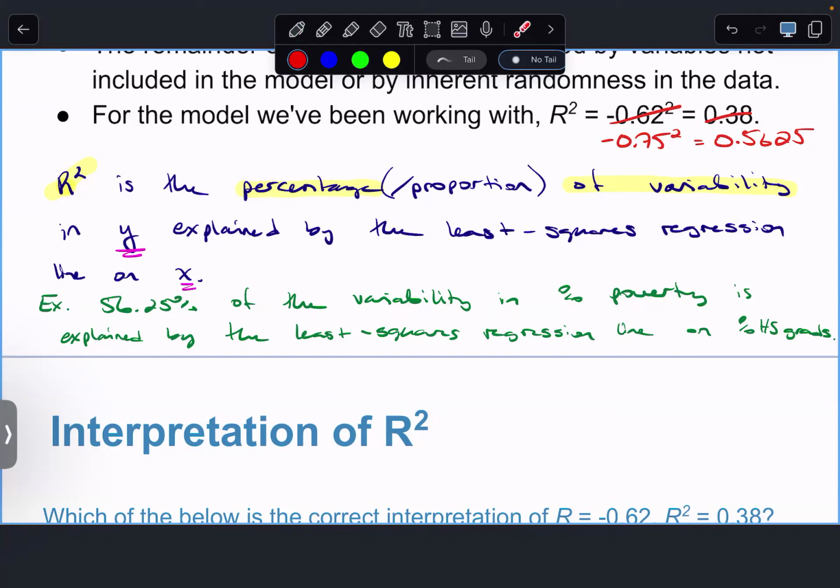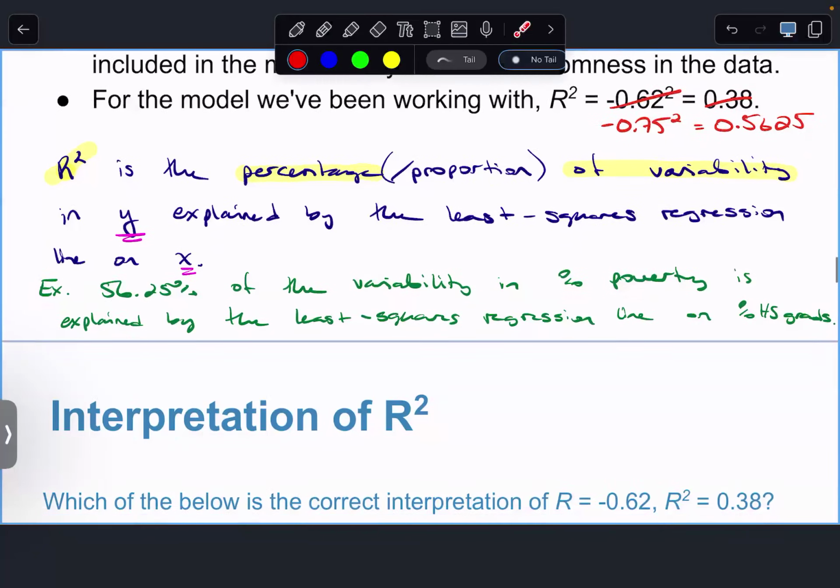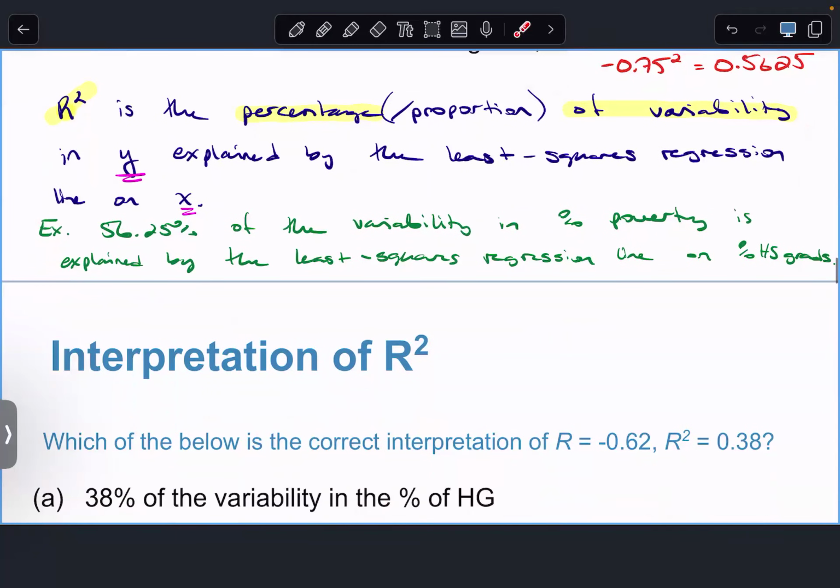Okay, that's fine. How would we use this? What if I wanted to throw a curveball? I've been saying you'll need the correlation one way or another. So I could tell you that 56.25% of the variability in percent poverty is explained by the least squares regression line. And then what if I asked you to find the correlation? I give you R squared, and then you have to find the correlation.